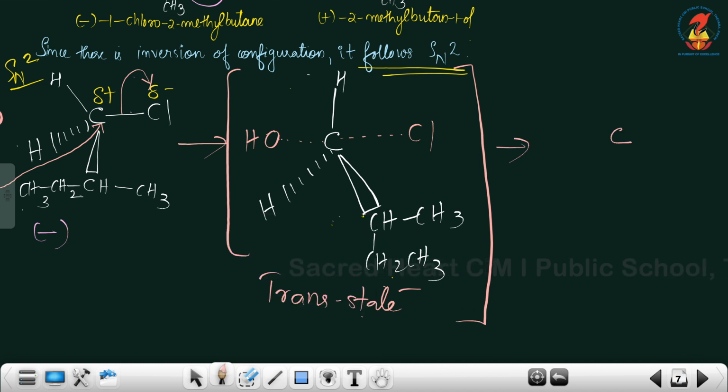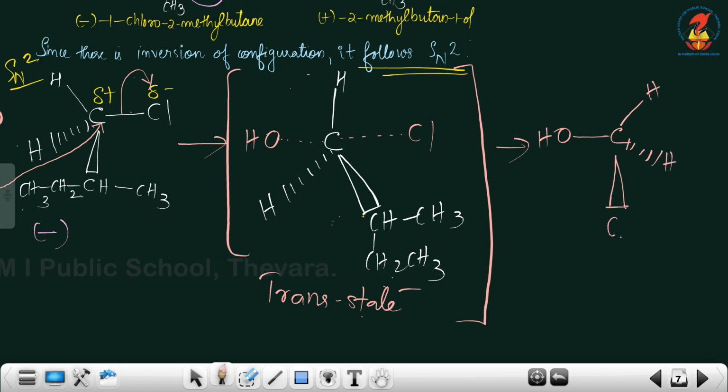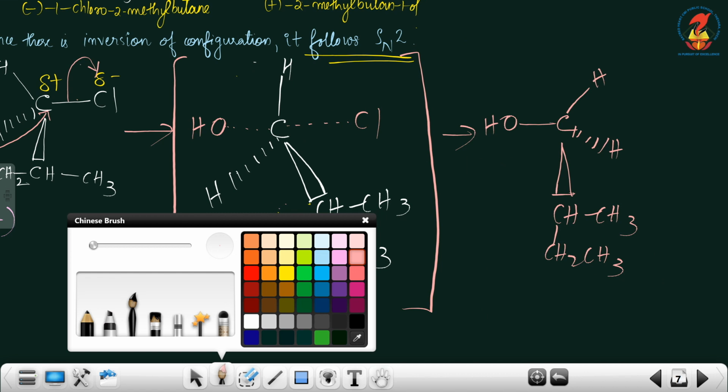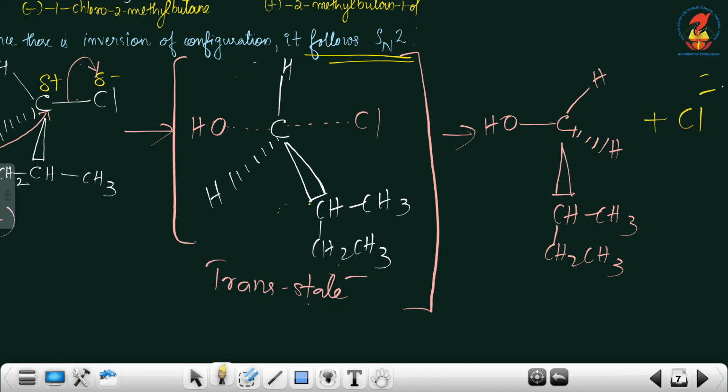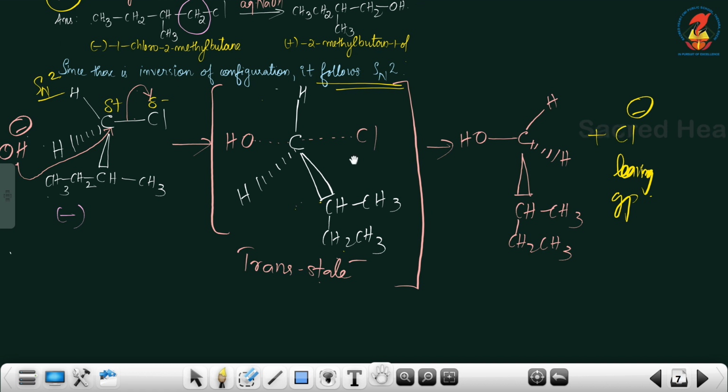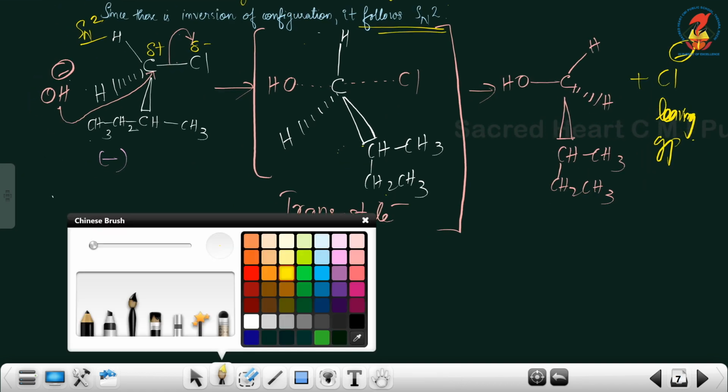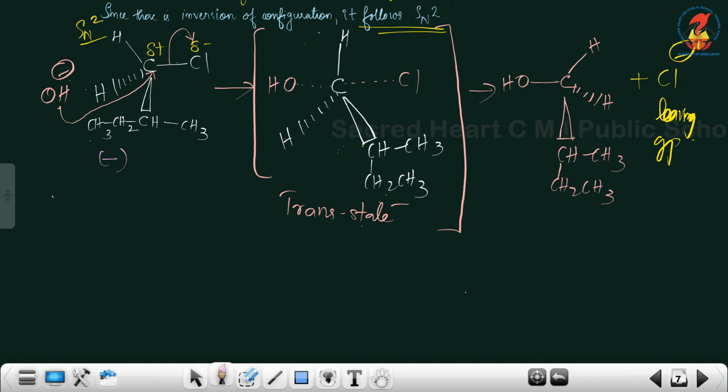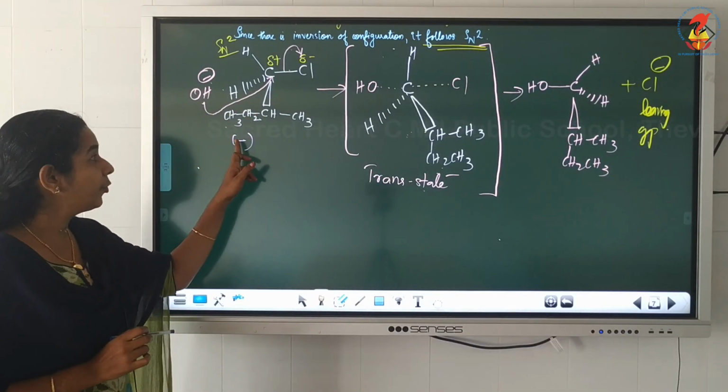Yes, the formation of the new carbon-OH bond will be complete. Hydrogen atoms and all other groups will go back to their original position: CH2, CH3. And what happens? Cl will be leaving as Cl minus, and this is what we call the leaving group. And remember, the reactant, this alkyl halide, was levorotatory.